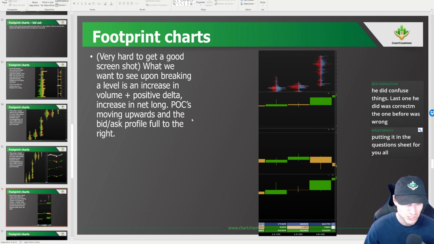You could be on the 1 minute chart looking at this sort of thing in real time and determining whether you're going to break up or whether you are going to break down.